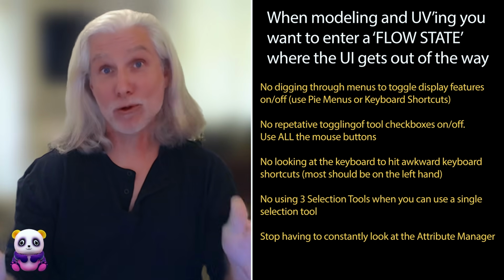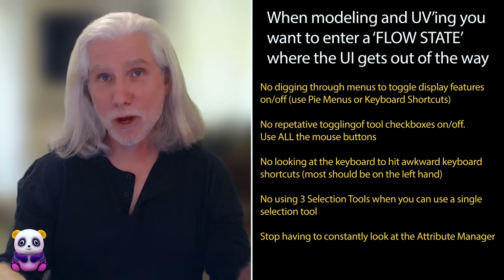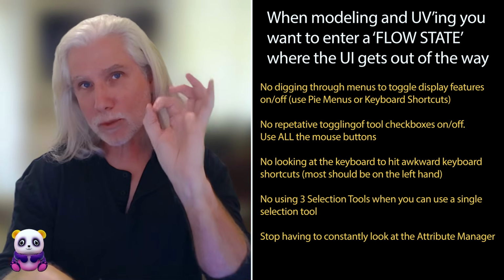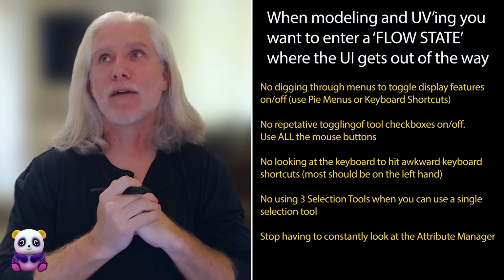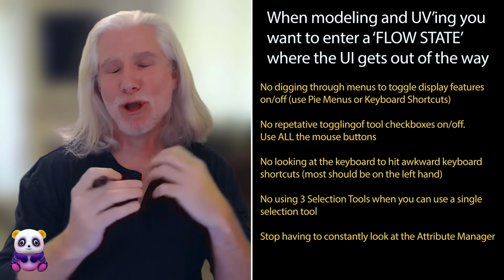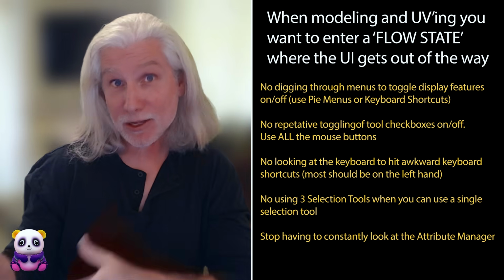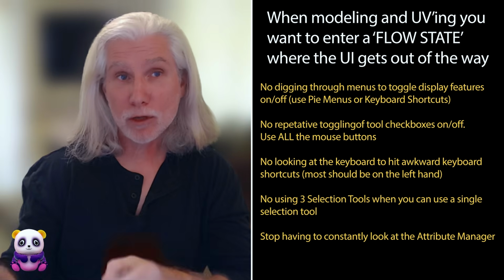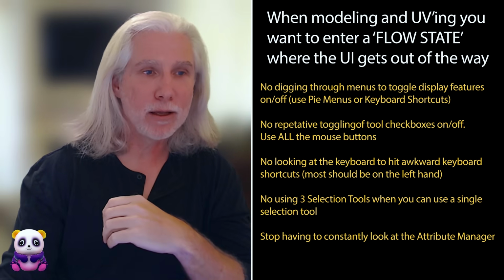Modeling is all keyboard shortcuts, and selecting should be as well. And you're doing these constantly, and most of those should be in your left hand, so you don't have to look at the keyboard. Another thing with Cinema4D is you're constantly looking at the attribute manager down in the corners.